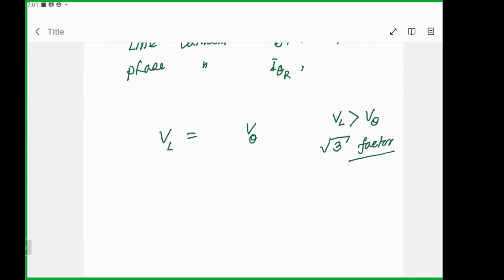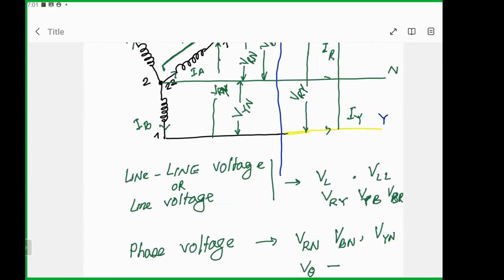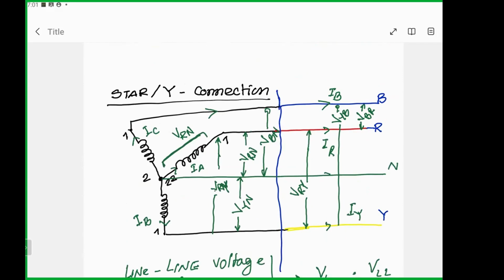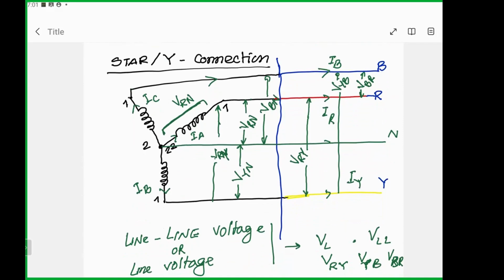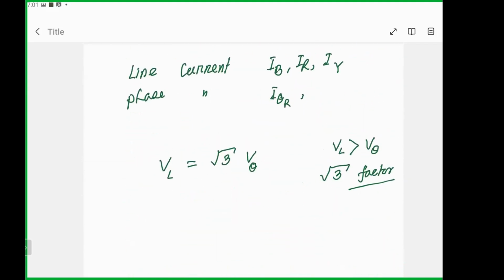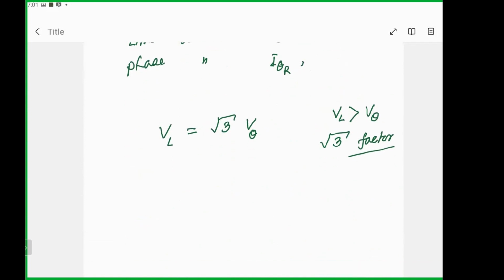That means this VL is larger, so I have to multiply the phase voltage with the square root of 3. Any phase voltage, if you multiply with the square root of 3, will give you the line voltage. Here you can easily see that these voltages should be different, because the line voltage is between two coils and the phase voltage is a single coil. So the smaller one is the phase voltage, which is multiplied with the square root of 3 to give the line voltage.